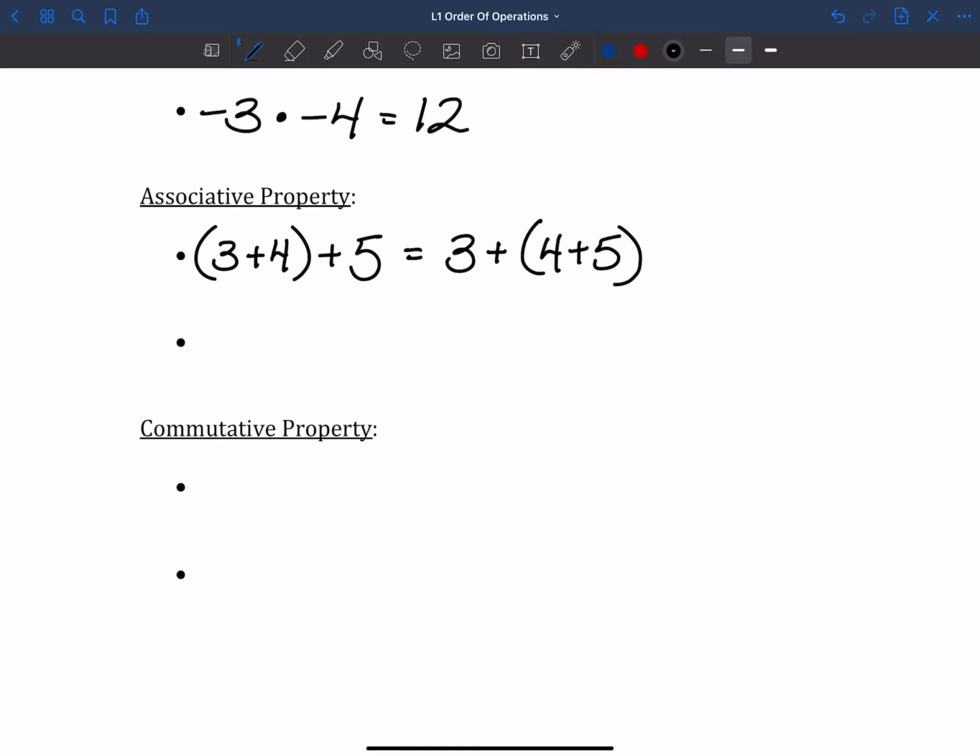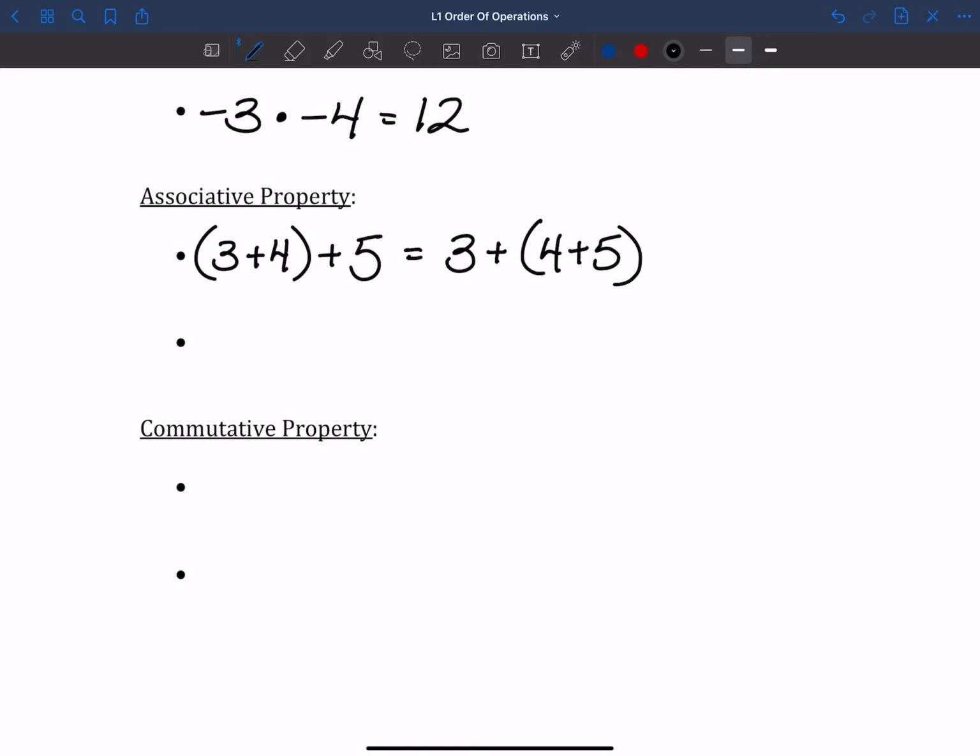Right, so you can see that those parentheses kind of shifted, right? Instead of grouping the 3 and the 4 together, they instead grouped the 4 and the 5. But those come out to be the same, right? No matter how I do that, that should still come out to be 12. Right? So with addition, you can do the associative property. You can just like group them however you want.